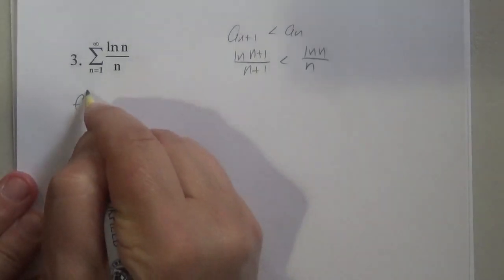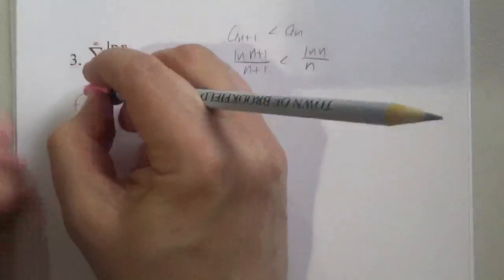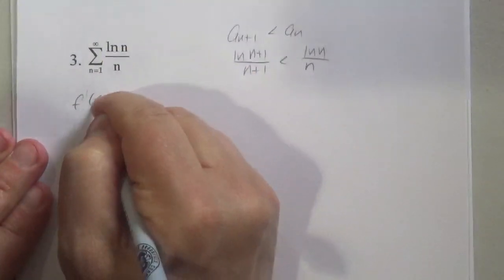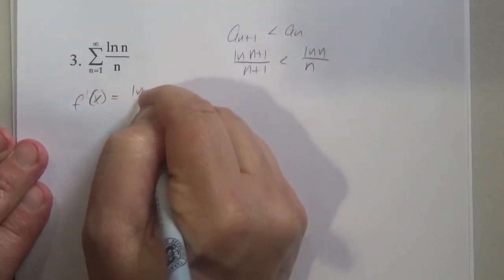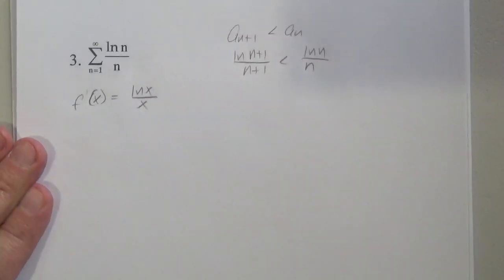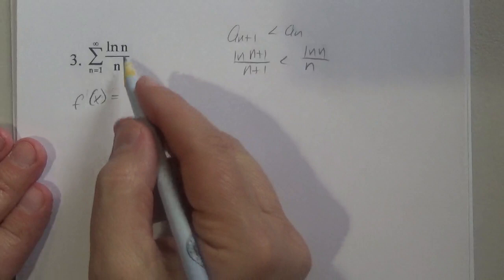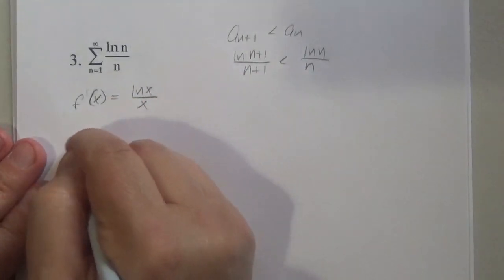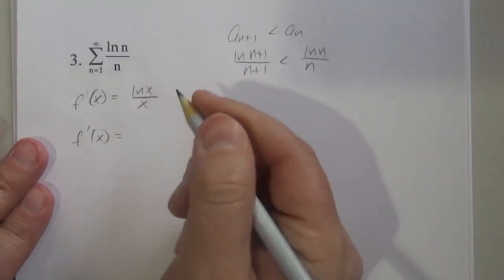So I'm just going to take the derivative. First, I'm going to rewrite my function as a function of x, which is the ln of x over x. Please make sure whenever you're checking for increasing or decreasing and you're going to take the derivative, that you change all your n's to x's. I take the derivative. I use a little quotient rule here.